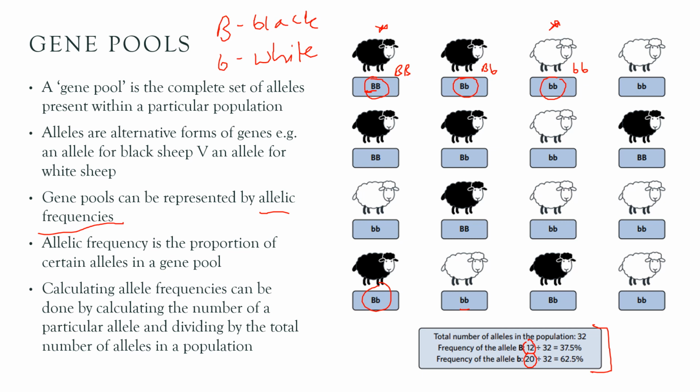So for instance, the frequency of the black allele, I'll do 12 divided by 32, which is 37.5%, and then the frequency of the white allele would be 20 divided by 32, which gives us 62.5%. So here you can see that the white allele is actually more prevalent in this population, but because it's recessive, it's often masked by the black allele, but it is more present in this population. So it's really important to be able to understand how to calculate these allelic frequencies, because it does come up a lot, especially when we're looking at genetic diversity of populations, which we will be doing.